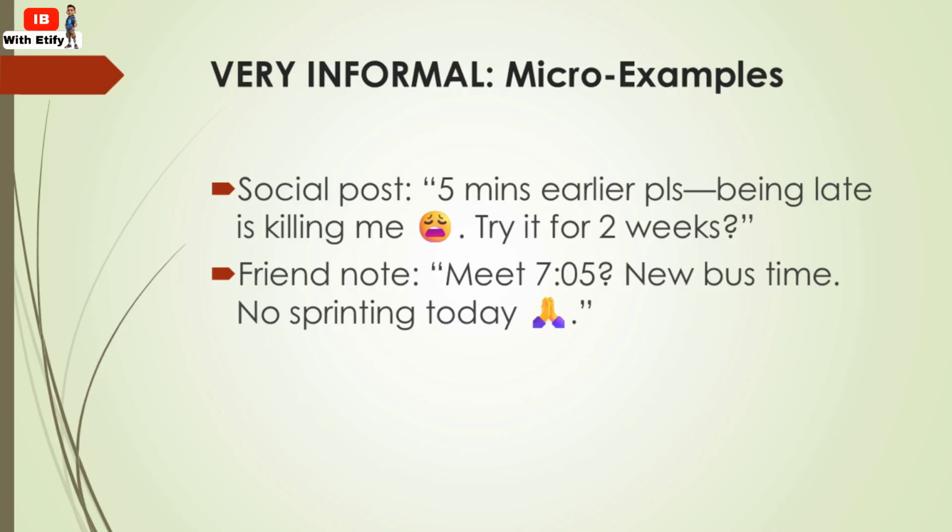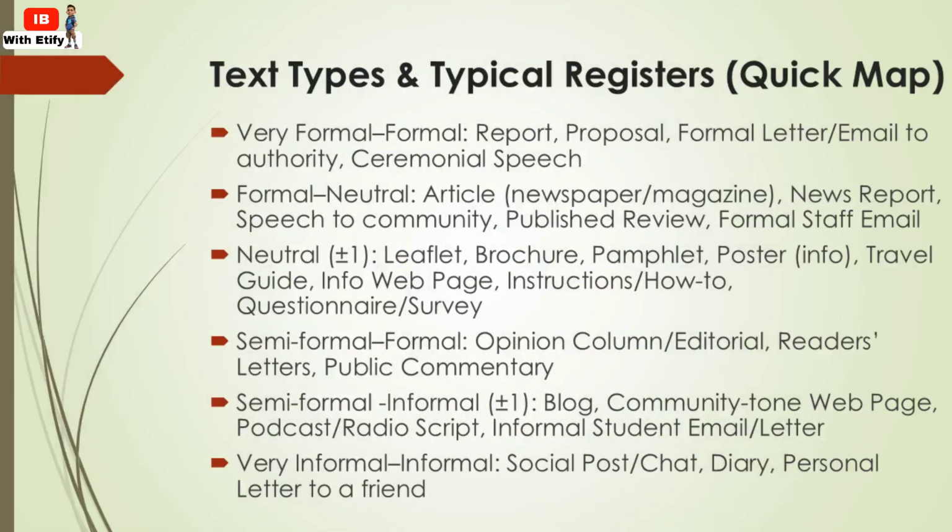If you want to keep the mapping handy, think of each text type's default range and its stretch one notch up or down depending on audience. Reports, proposals, and formal letters to authorities live between very formal and formal. Articles, news reports, speeches to mixed audiences, published reviews, and formal emails sit at formal and can lean neutral for accessibility. Leaflets, brochures, travel guides, informational web pages, posters, instructions, questionnaires, and surveys are neutral by default, rising to formal for policy-heavy content, or dipping toward informal for student-facing campaigns.